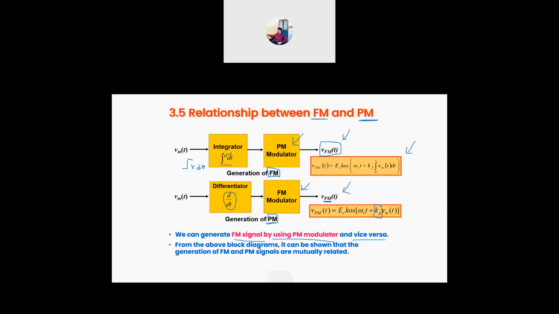For the above block, it can be shown that the generation of FM and PM are mutually related. Even later on in the receiving part, it is also almost similarly related.